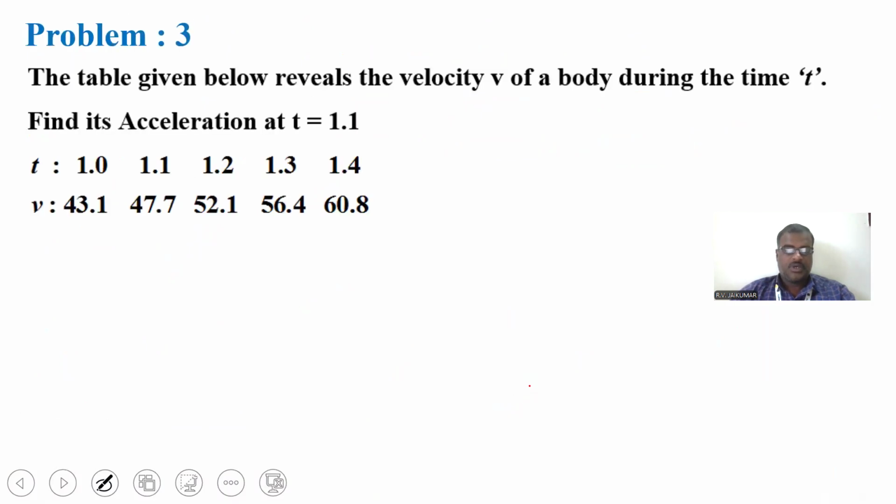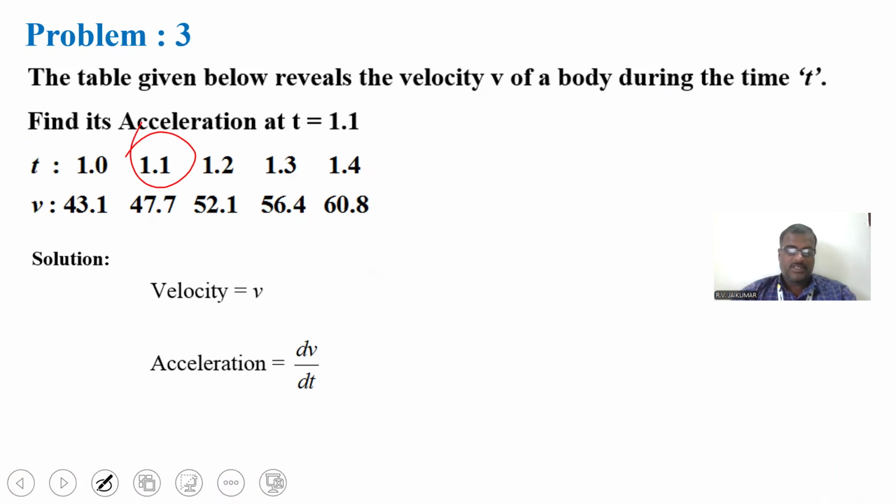Question number 3. The table given below reveals the velocity v of a body during the time t. Find its acceleration at t equal to 1.1. So here, look at this, 1.1 is not the first value of x, it is the second value of x. So we proceed with the forward difference. I gave you the formula in the beginning of this class.